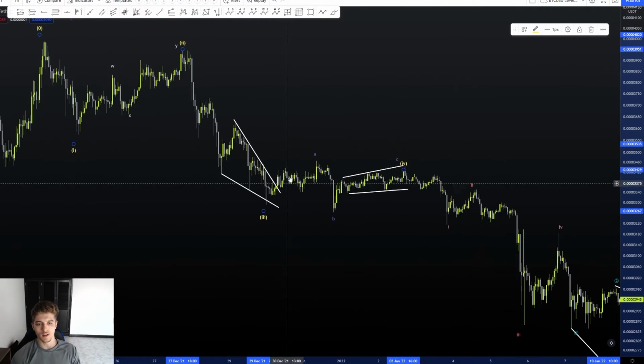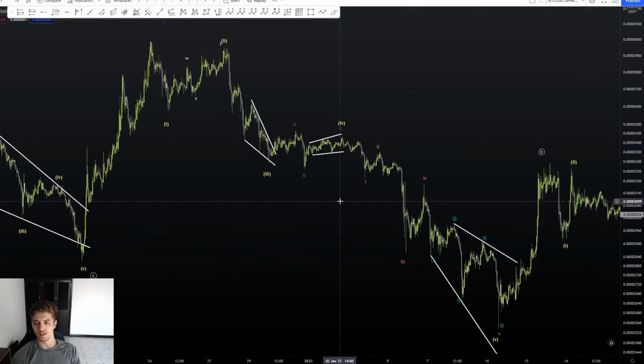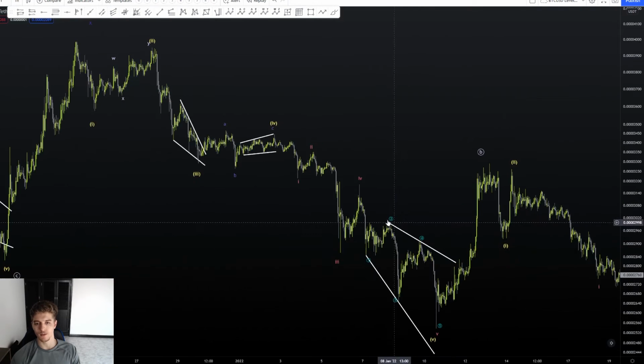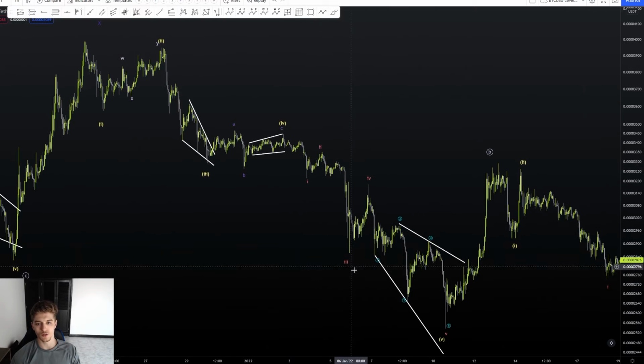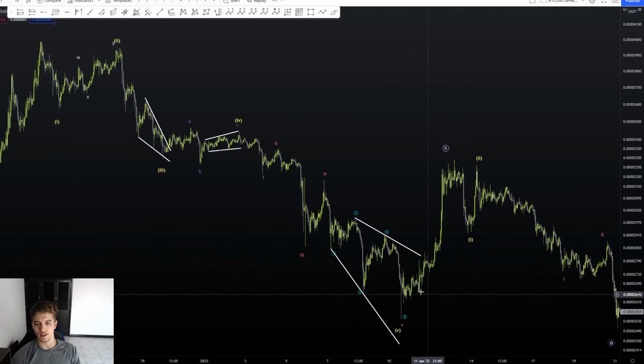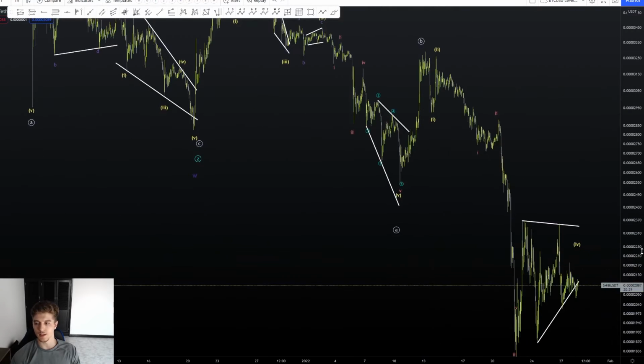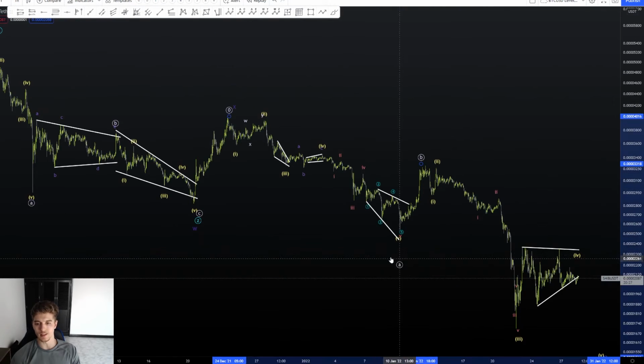So this would be A, B, C for the A wave, A, B, C for the B wave. This would all be an ending diagonal to complete the C wave for 1, 2, 3, 4, 5, completing right here. Then this starts us in this minute wave 5 for A, so this would be a 1, 2, 3, 4, 5, ending in an expanding ending diagonal. So that completes the first minute A wave of this zigzag.